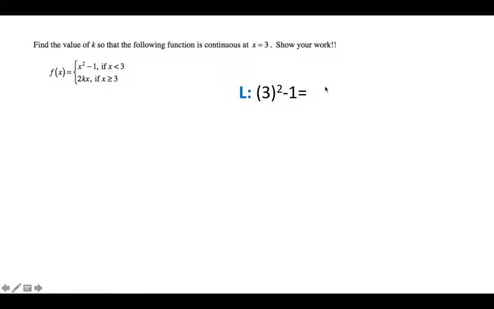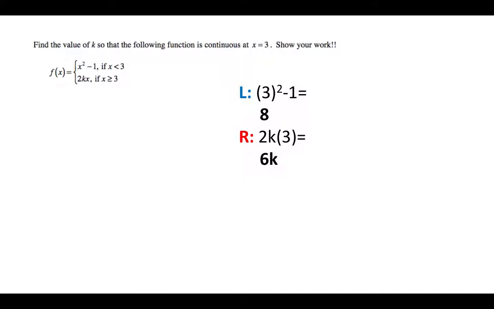All right, so I plugged in 3, I get 8. So my left-hand side limit, I get an 8. Let's go ahead and plug in 3 into my x value right here. Remember, k is a constant. We're trying to find k. All right, 2 times 3 is 6, so you get 6k. Good, so I have my left-hand limit is 8, my right-hand limit is 6k. The question is, find the value of k so that the function is continuous. So I know that my left-hand limit and my right-hand limit must be equal.